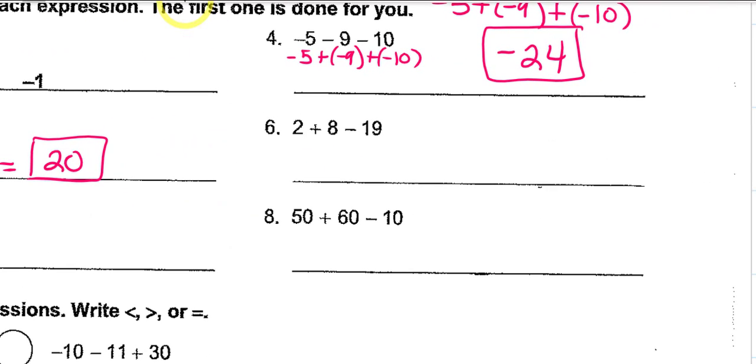For number 6, I see that I have a +2 and a +8. I'm going to put those two together first, and that's going to give me a +10. Here's a subtraction, so I'm going to add the opposite. My signs are different. When they're different, you subtract them and use the sign of the larger number. So 19 minus 10 is going to give you a 9. And since the 19 has the larger absolute value, it's negative, so my answer will also be negative.